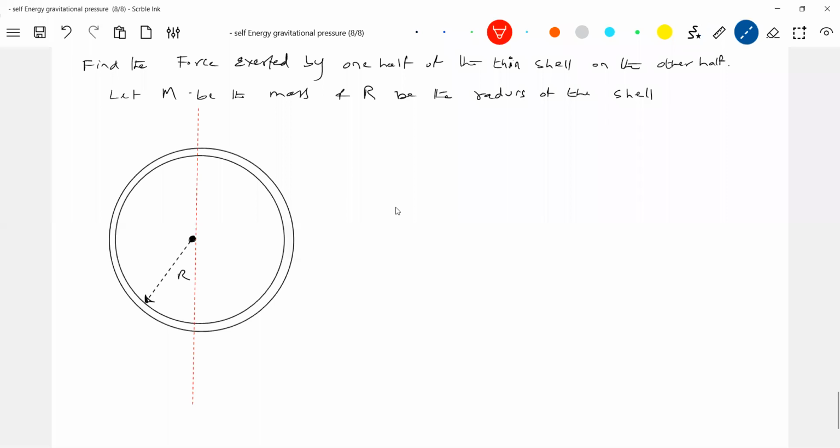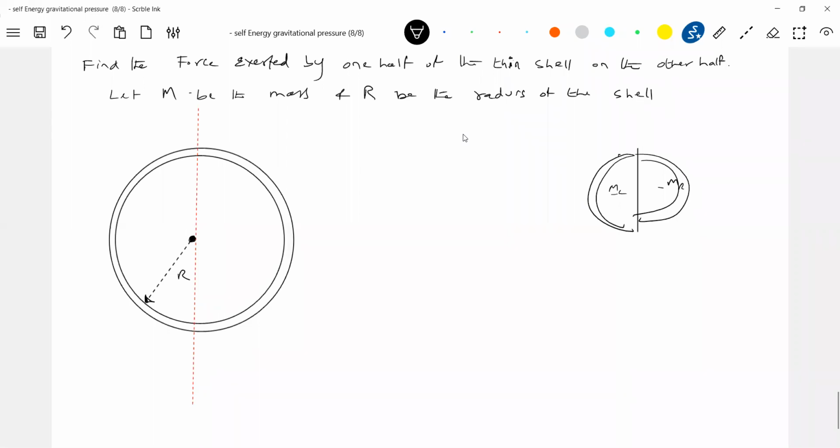Left half, force exerted by the left half on the right half. Of course, the net force on the shell is zero. What is being asked? What force is exerted by the left half on the right half? It is as good as these two things, no? This shell has a mass, this shell has a mass, and they will exert force on each other. That force is what he's asking.